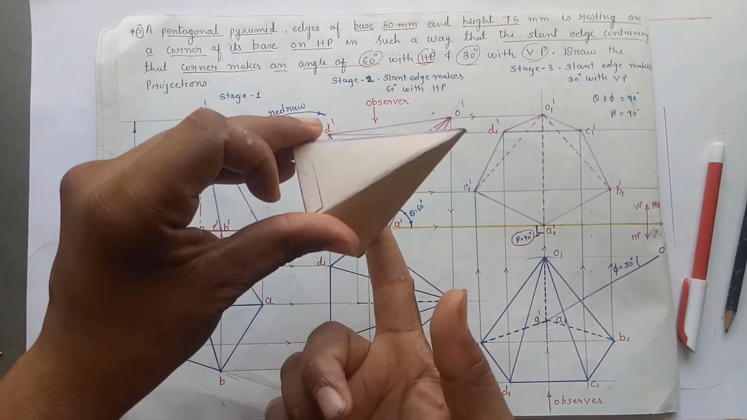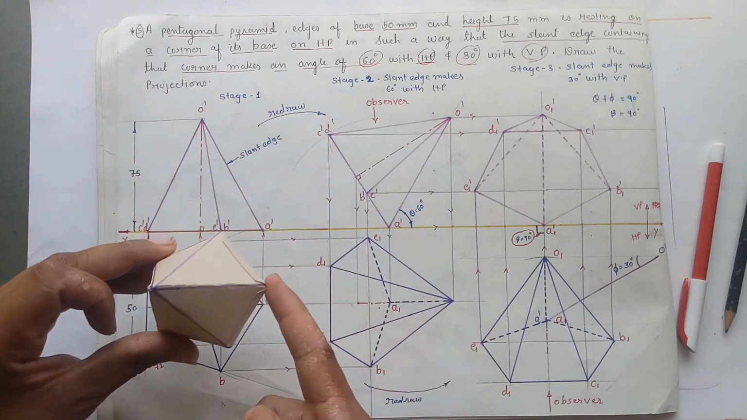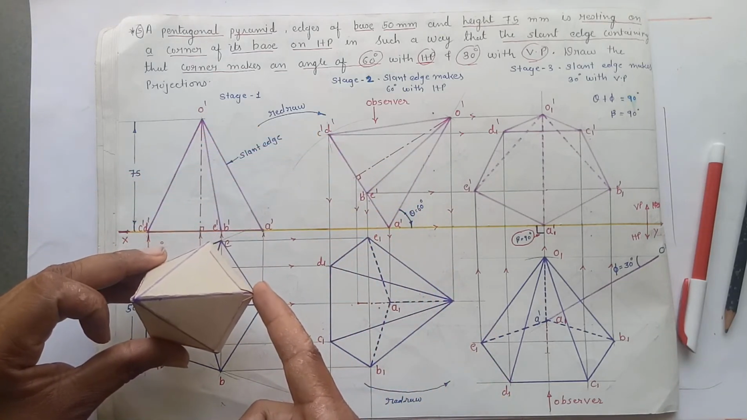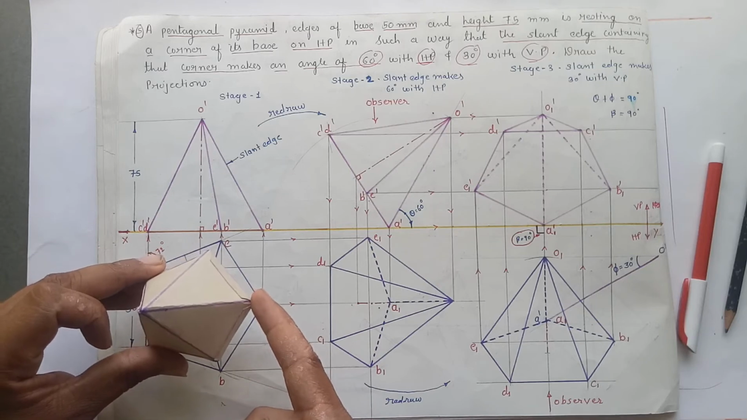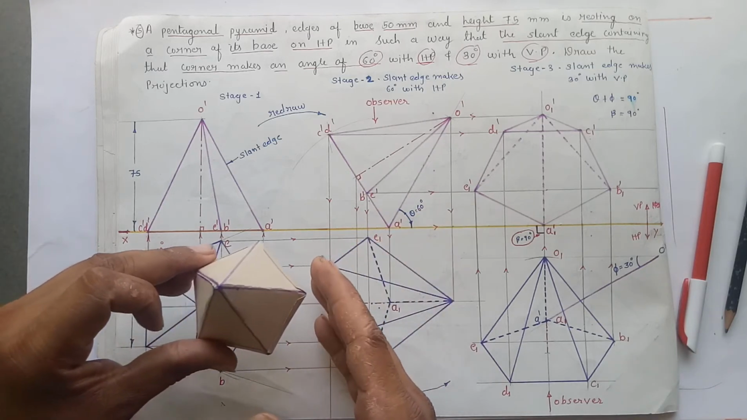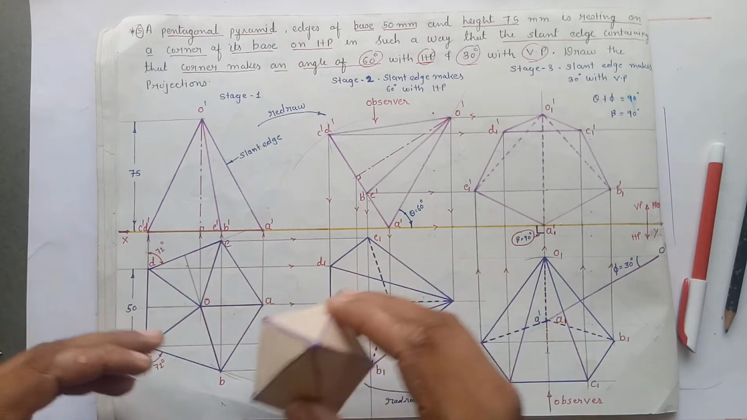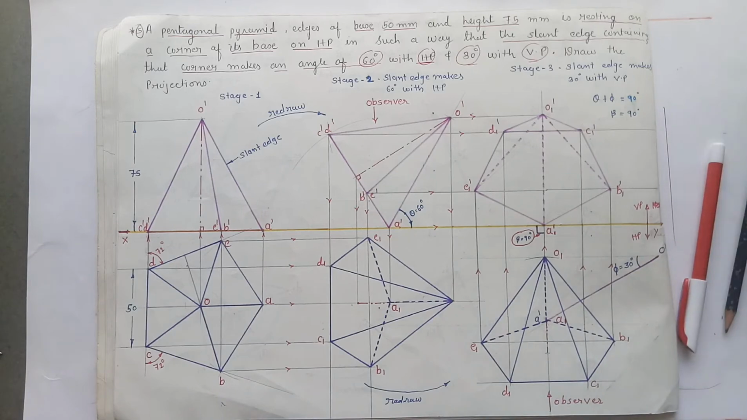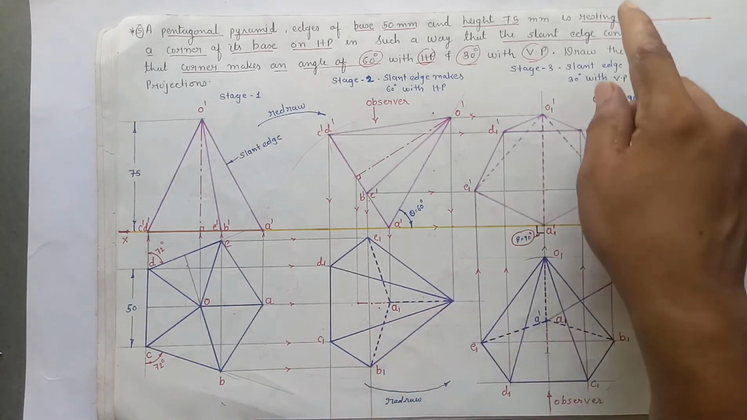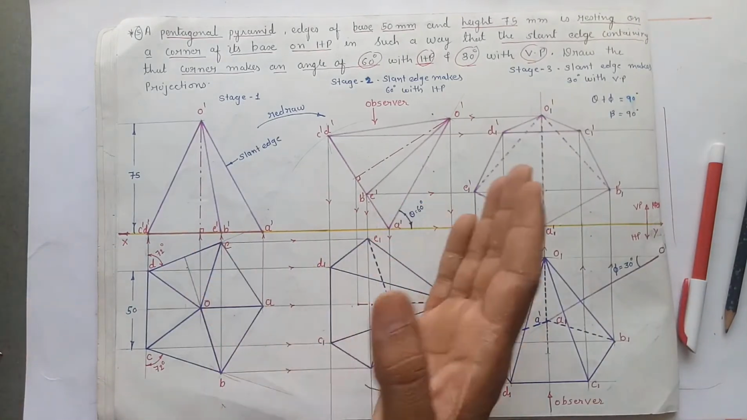It is resting on its corner on HP. So in the first stage we have to draw the plan and elevation of the pentagonal pyramid like this by taking the corner on the right hand side. So starting with the plan and elevation in the first stage, it is resting on a corner of its base on HP, so the corner will remain on the right hand side.